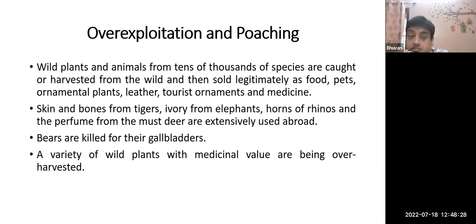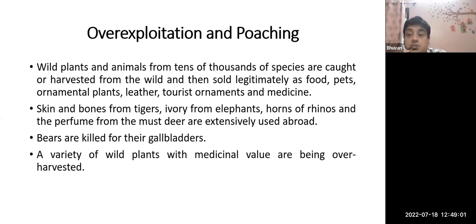Musk deer are killed for musk, which is used in the perfume sector. And wild plants at present are killed or over-harvested from the wild for their medicinal properties. Similarly, in India, we can see the red sandalwood plant, which is endemic to the Andhra Pradesh region. They are poached from the wild because red sandalwood carries very high prices in the international market.